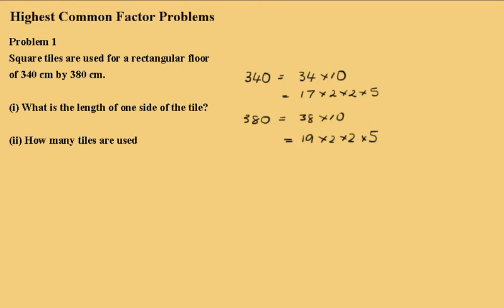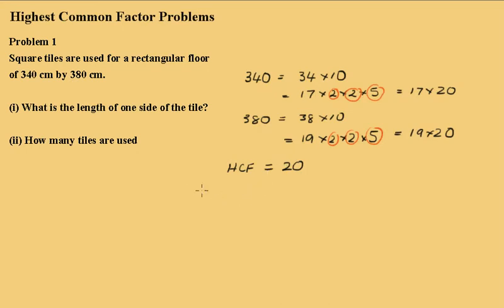Alright, so if we just circle those ones, we can see we've got this one with this one, and this one with this one. So we could actually rewrite that as 17 times 20. This one is 19 times 20. So you see the highest common factor must equal 20, and this will be the side length of the tile.